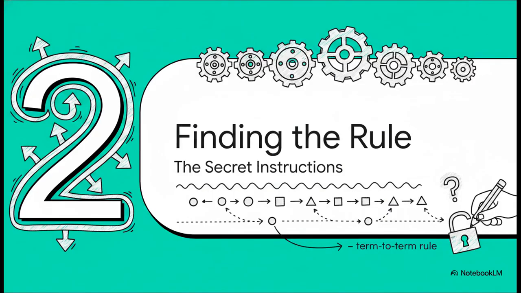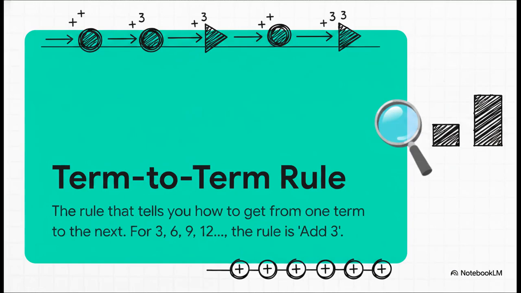So, how do we actually describe that relationship? Well, we use something called the term-to-term rule. You can think of it as the secret set of instructions, or the algorithm, that builds the entire pattern from scratch. The term-to-term rule is pretty much exactly what it sounds like. It's the rule that tells you how to get from one term to the very next one. So for our old friend, 3, 6, 9, 12, the rule is super simple. Add 3. And just that one little instruction can create the whole pattern forever.